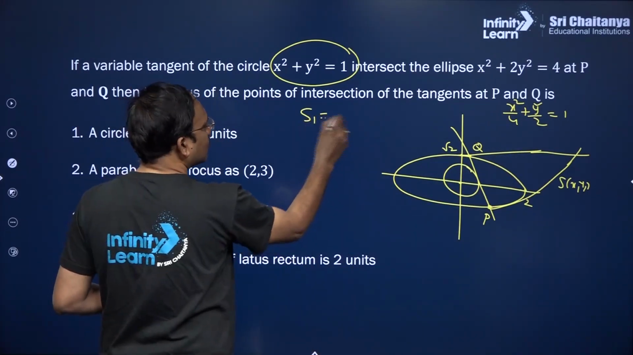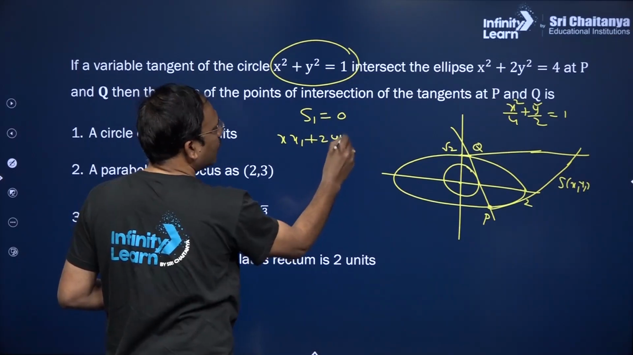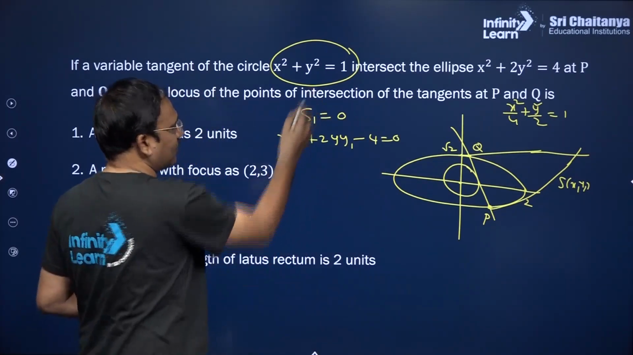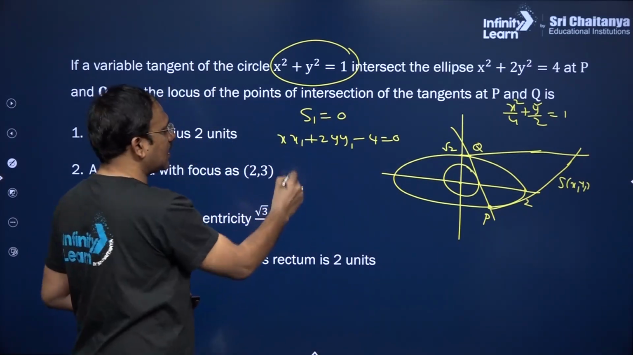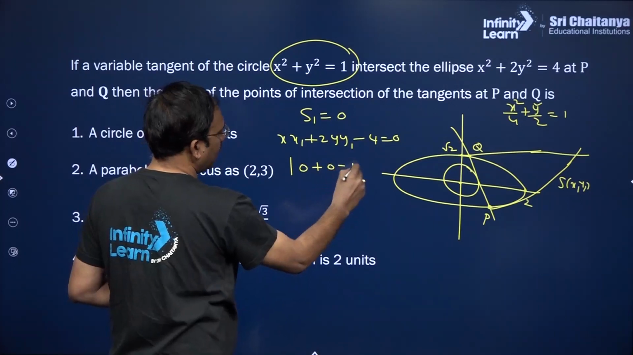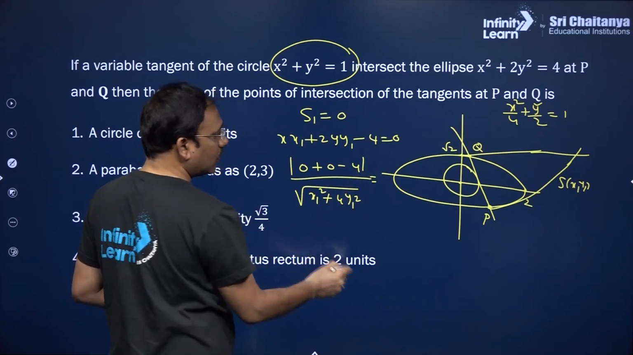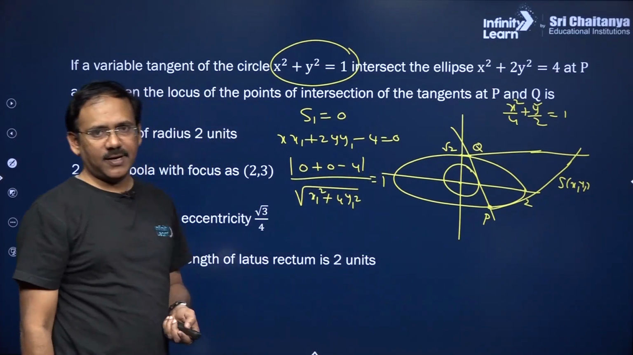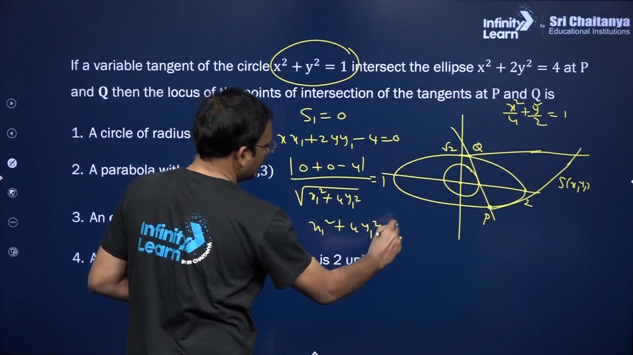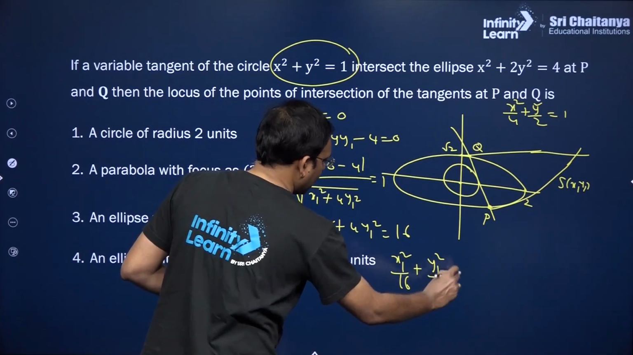So chord of contact equation is S1 is equal to 0 for the ellipse. So you can write x1 plus 2y1 minus 4 equal to 0. Now this chord of contact has to touch our circle, this one. So since it is a tangent to this, just apply perpendicular distance from center is equal to radius. So center is 0 0, minus 4 by root of x1 square plus 4y1 square is equal to the radius of the circle, which is going to be 1, my dear friends. So you can say x1 square plus 4y1 square is equal to 16. So x1 square by 16 plus y1 square by 4 is equal to 1.